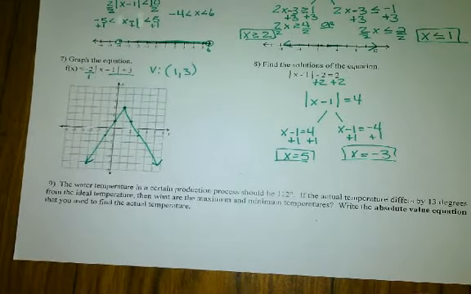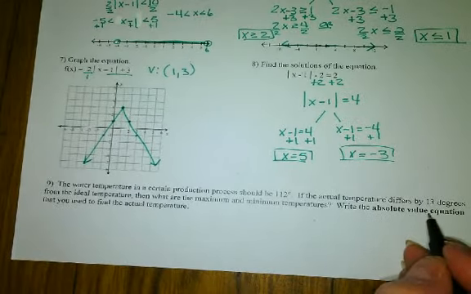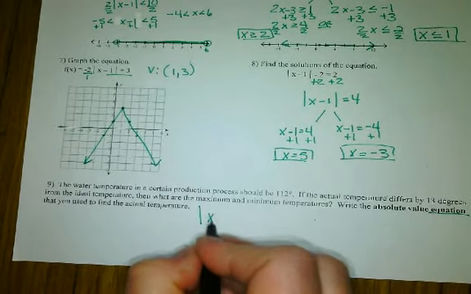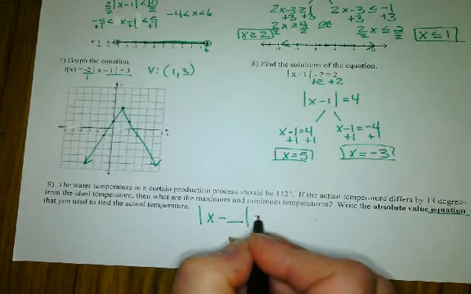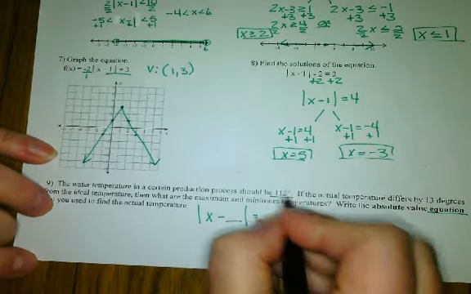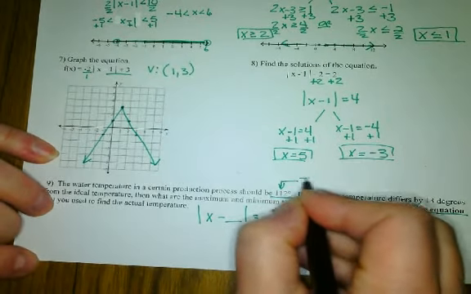Okay, on the next question here, I'm writing an absolute value equation. So I got to make sure I have an equal sign. So remember, the format is x minus the target equals a number. So here is your target, and then this is your give or take. So it says the water temperature in a certain production process should be 112. So that's going to be my target.